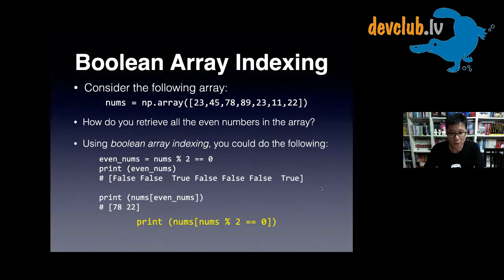Let me just show you the one in yellow. You could simply do nums, specify a bracket, nums modulo 2 equal 0, and it would return you all the even numbers in that array. Now, if you want to extract all the numbers that are greater than 5, you simply do nums greater than 5, and it would automatically return you all the numbers that are greater than 5. Okay, so that is NumPy arrays.